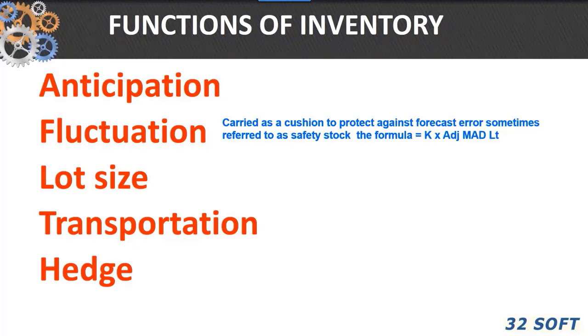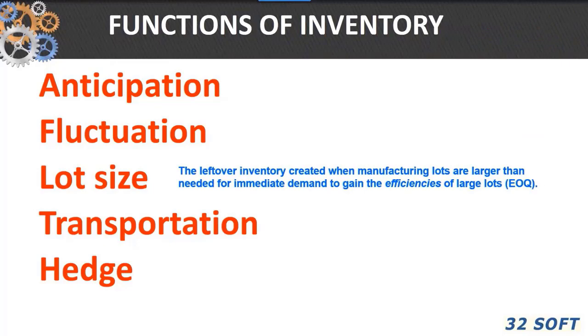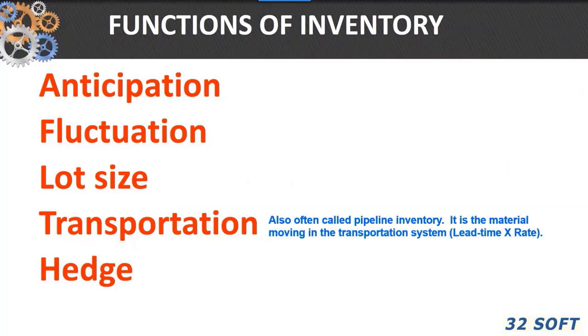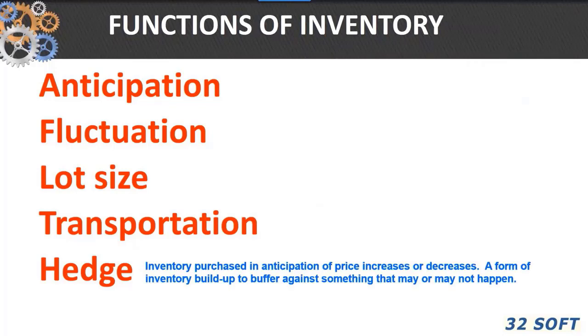So we carry lot size inventory. We talked about EOQ, the square root of twice the annual demand divided by the carrying cost times the unit cost. There's transportation. So if you're in a distribution environment and you've got warehouses across the country, you have to take into account this distribution. And then finally, inventory serves as a hedge against activities that may or may not happen. I can think of the fuel industry. I can think of printed circuit boards.